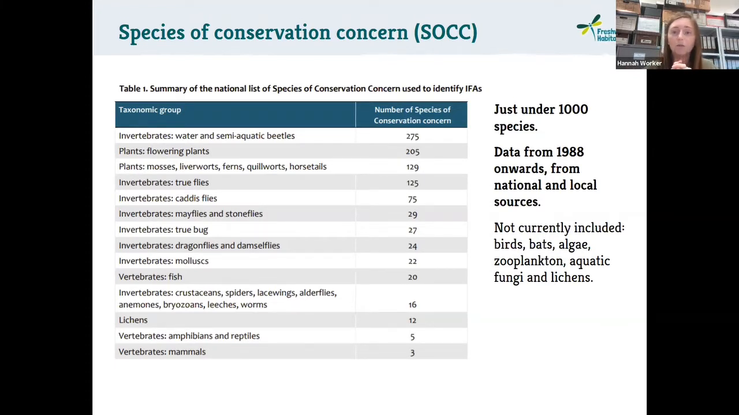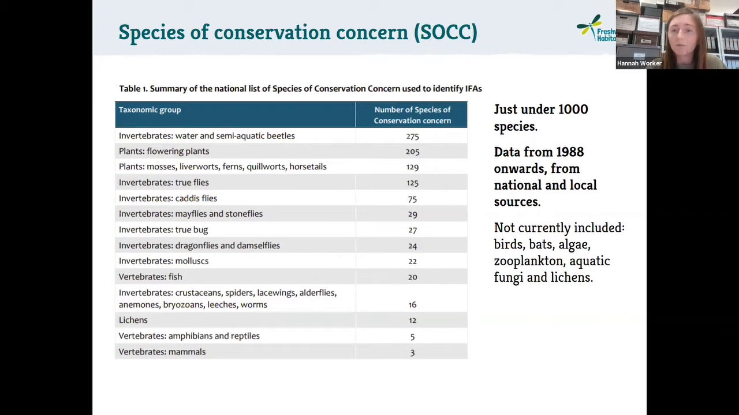There are just under 1,000 species on the list, looking at records from 1988. That's still quite a long time ago, but you're picking up some of those historic species where, if they're still there, fantastic, or you might find that they can come back from the seed bank. So it's still going back quite a long way.